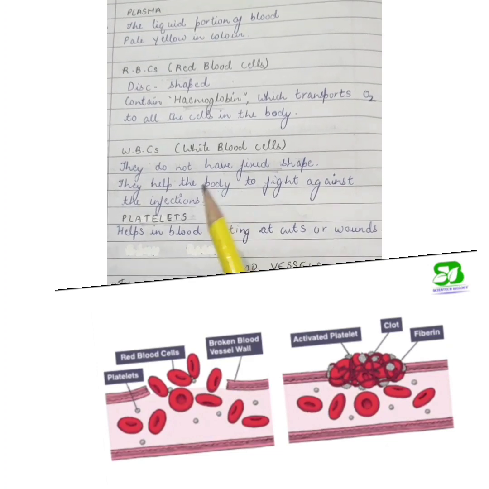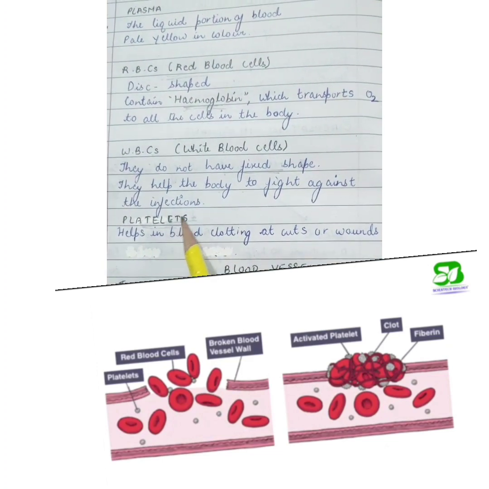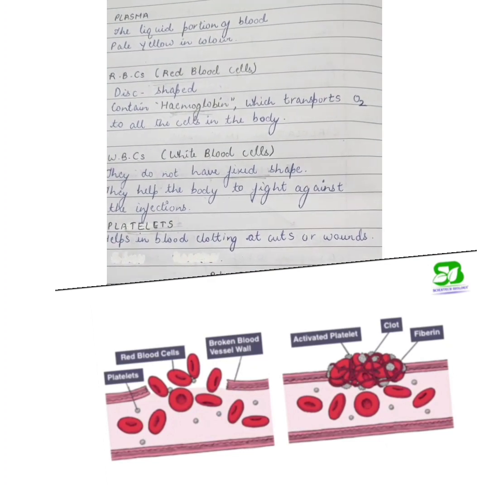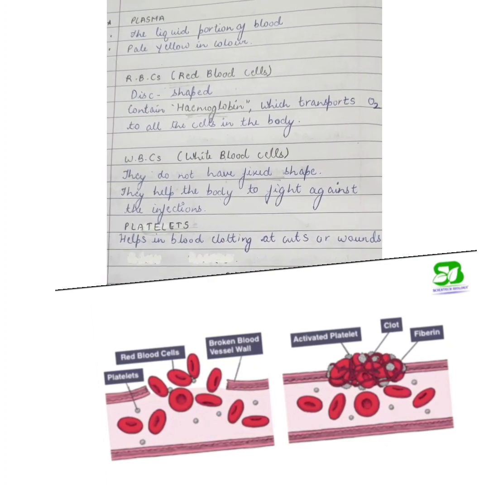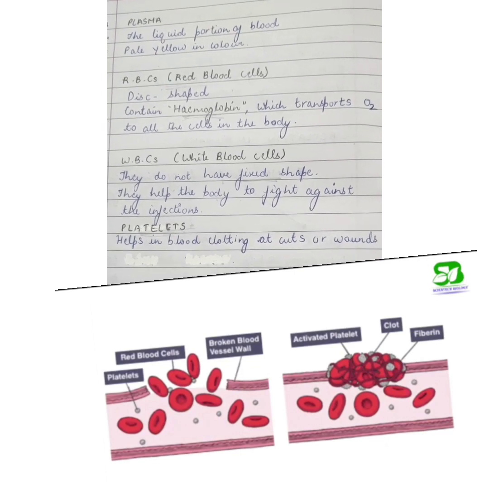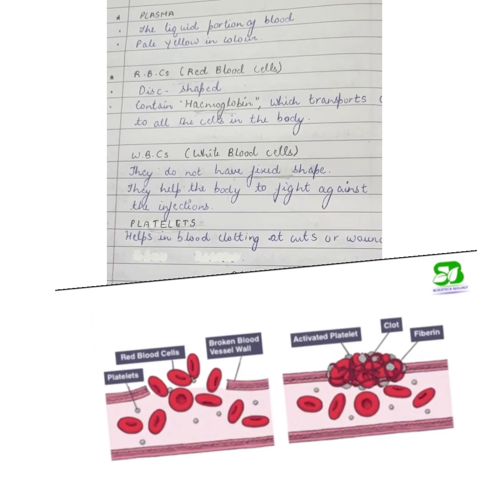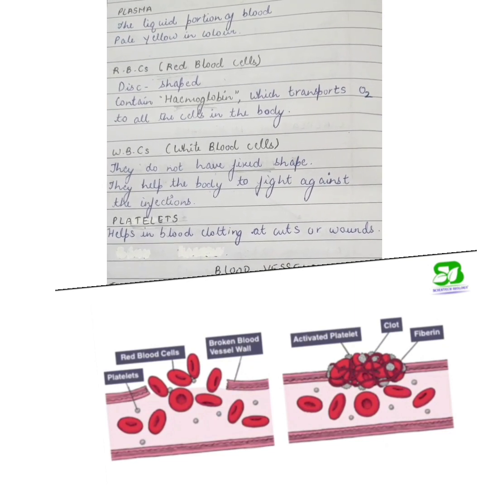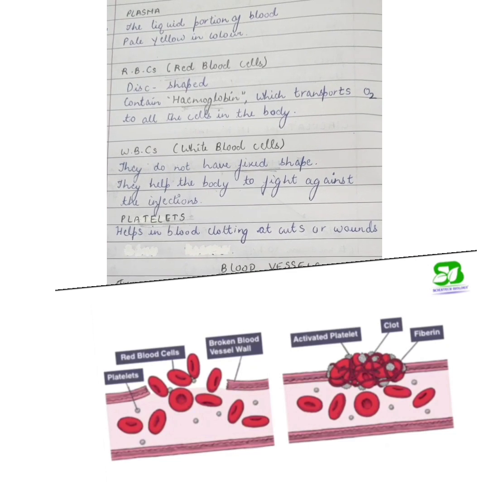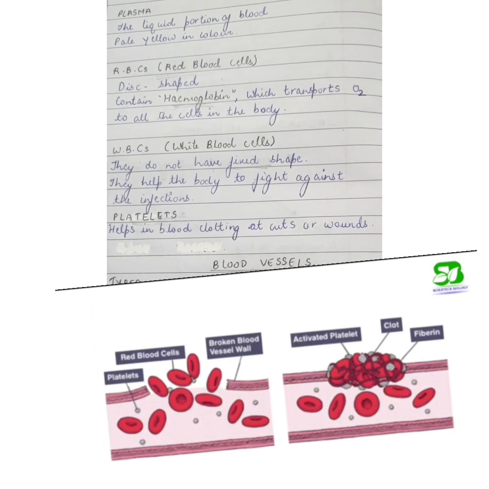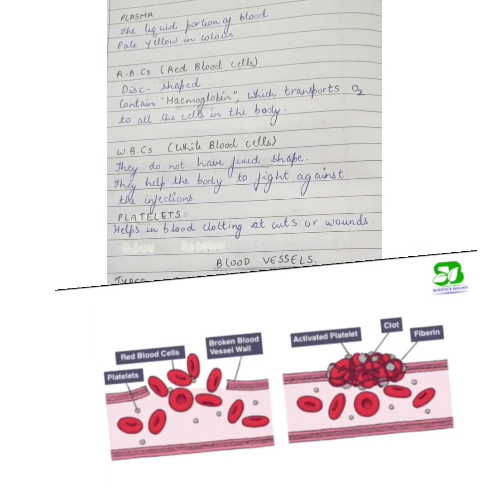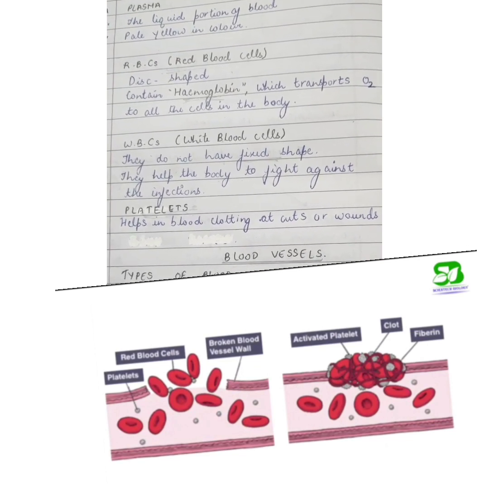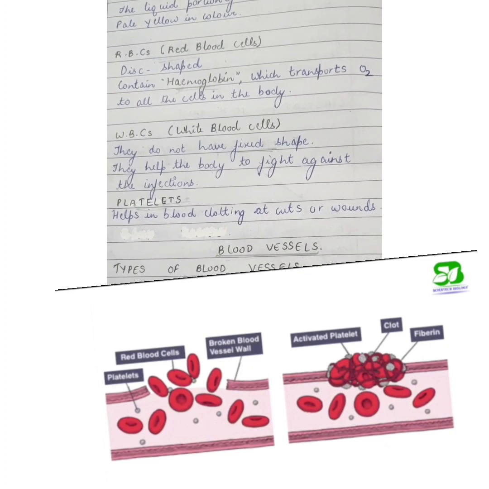Next, platelets. Platelet cells form clots to stop bleeding from wounds and cuts. A platelet cell is about 1/3 the size of a red blood cell. In simple words, platelet cells help in blood clotting at the site of injury so as to avoid excess loss of blood from the injury.